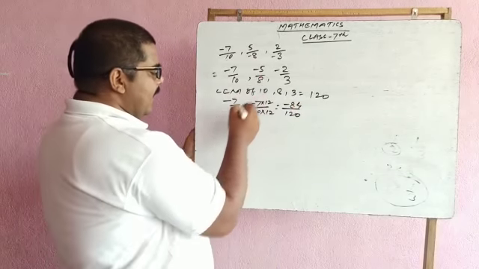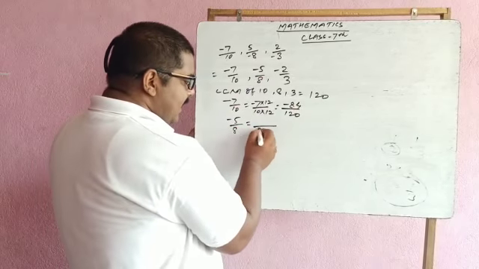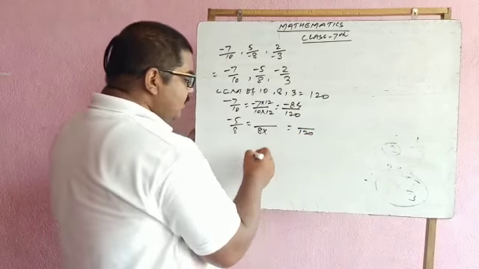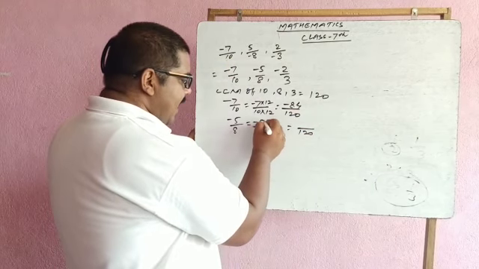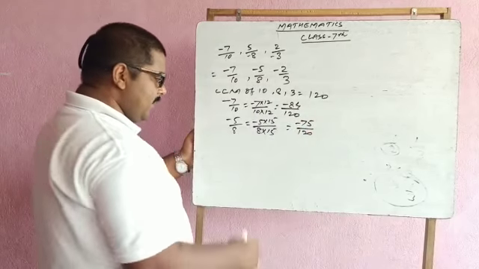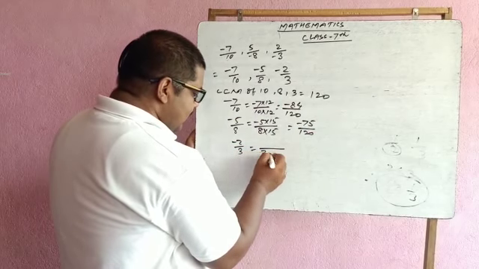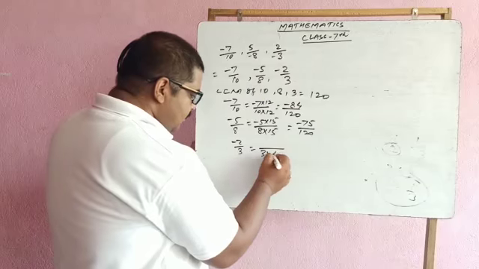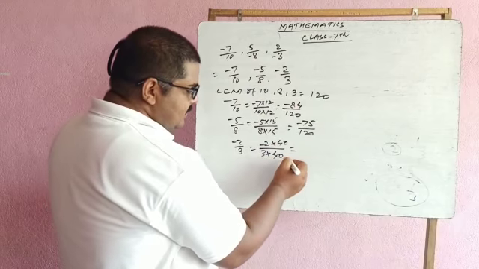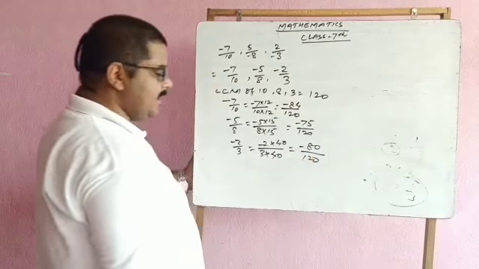minus 84. Again, check minus 5 upon 8. Similarly, you have to multiply 8 how many times to get 120? 15 times, so 5 is multiplied by 15, and this is minus 75. The third one is minus 2 upon 3, and 3 must be multiplied by 40, and minus 2 is also multiplied by 40. What you get is minus 80 upon 120.